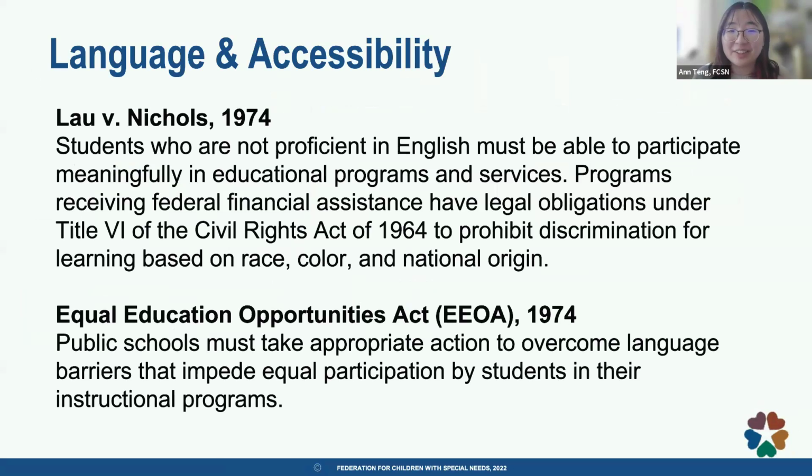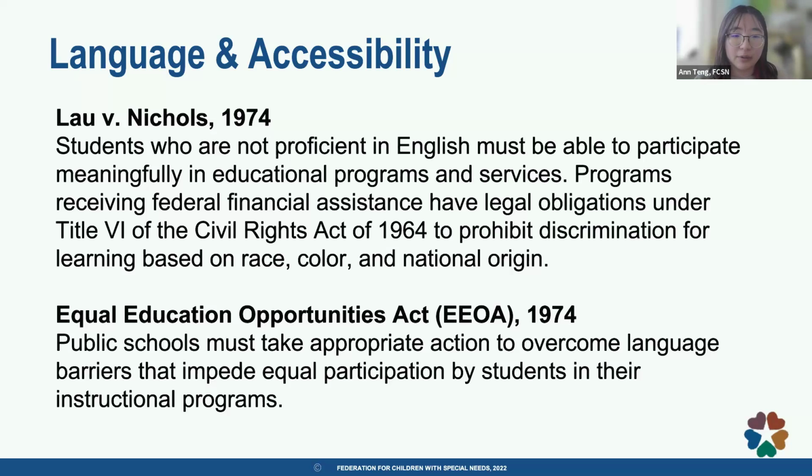But I'd like to share a little bit on language and accessibility before we move on to the asynchronous work. And these two are particularly important while we think about Plyler v. Doe from 1982, because this pertains to the rights for students and families to receive language accessibility. So Lau v. Nichols from 1974 states that students that are not proficient in English must be able to participate meaningfully in educational programs and services, and that programs receiving federal financial assistance, particularly public schools, do have this legal obligation under Title VI of the Civil Rights Act to prohibit such discrimination.